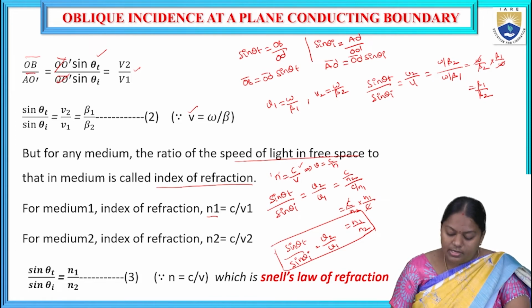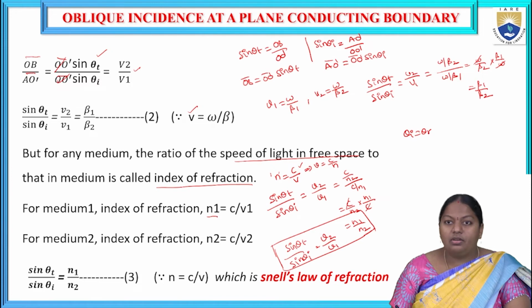Hence, this law is called Snell's law of refraction. So from this we have got two relations: Snell's law of reflection and Snell's law of refraction. In Snell's law of reflection, theta i equals theta r. Now, Snell's law of refraction.